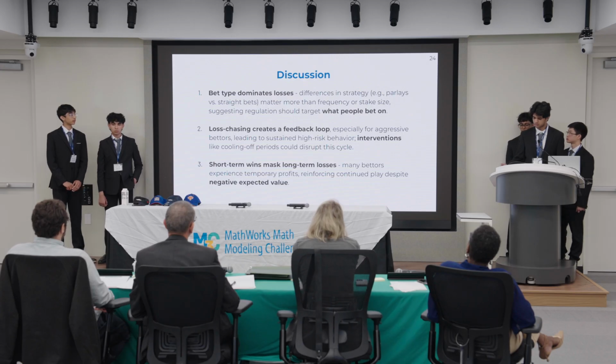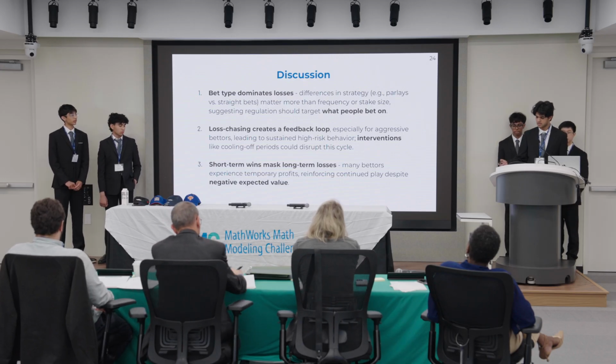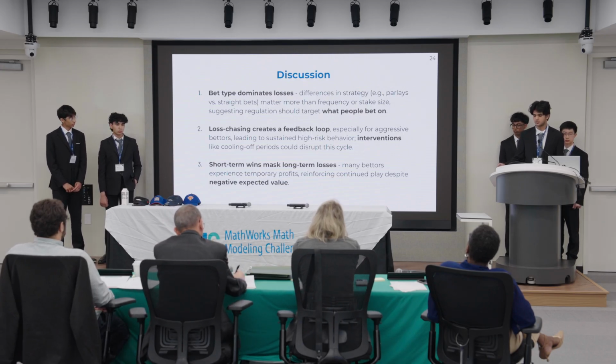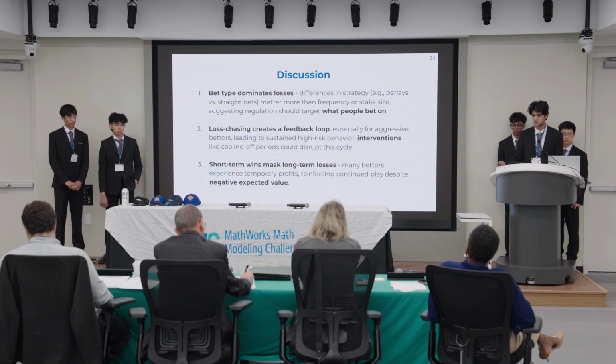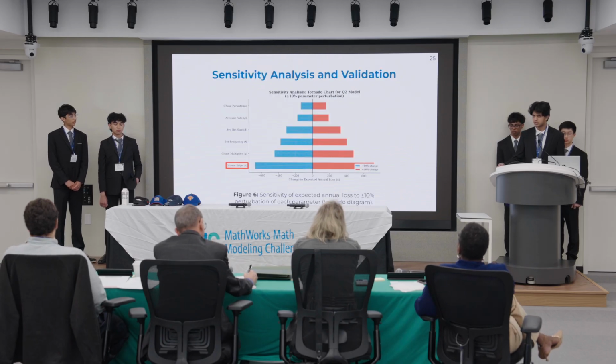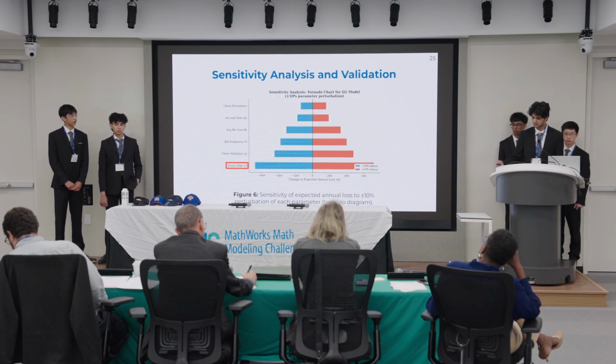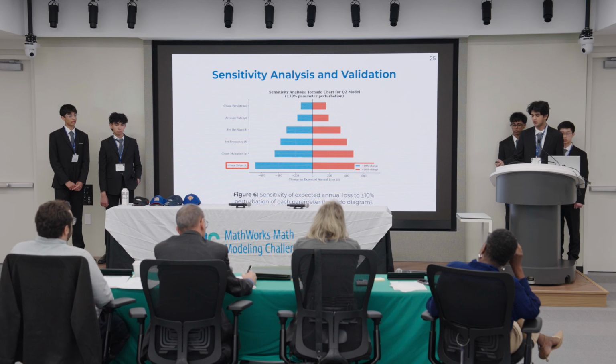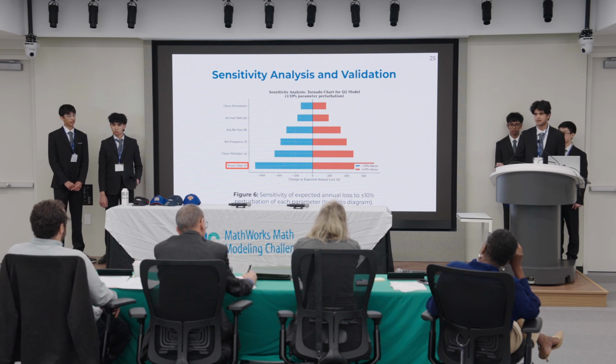First, bet type, corresponding to house edge, dominates. Second, loss chasing creates a self-reinforcing cycle that amplifies losses. And third, short-term luck consistently masks long-term certainty, which is why so many bettors continue to play. Our tornado chart confirms a hierarchy across 3 tiers. Structural factors like house edge beat behavioral factors like loss chasing, which in turn beat volumetric factors like bet frequency or stake size.